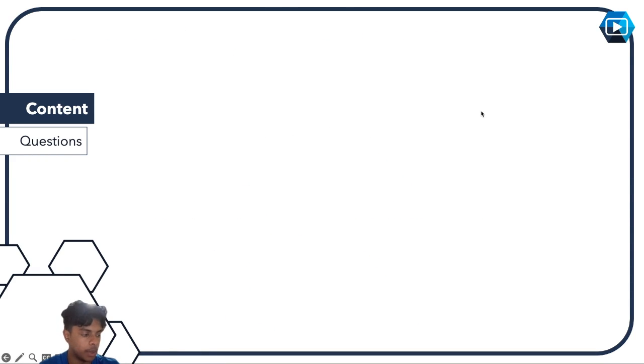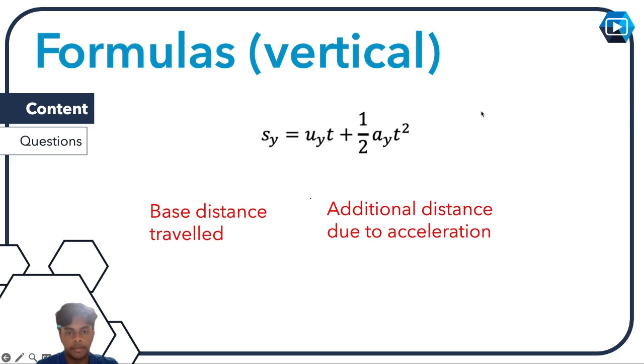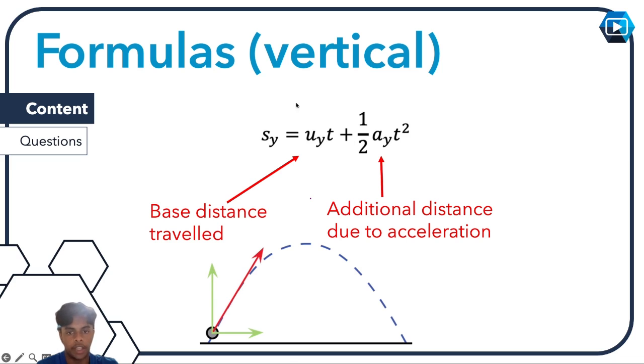All right, let's go through another formula now. The next formula is sy, displacement in the vertical direction, equal to uy t, which is initial velocity in the vertical direction times time of flight, plus half ay t squared, which is half the acceleration in the y direction times t squared. So uy t is the base distance traveled, and half ay t squared is the additional distance traveled due to acceleration, right?